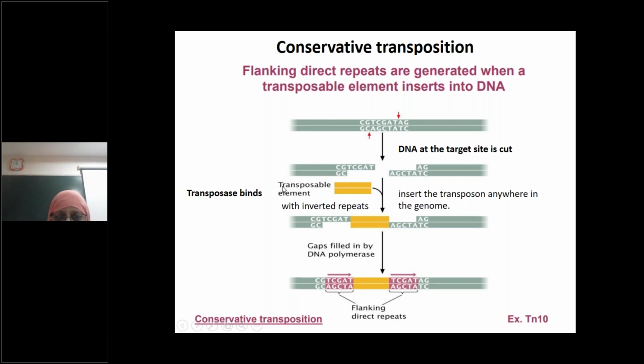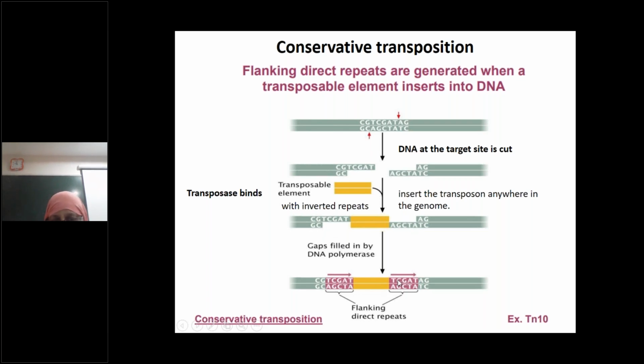And then this is a transposable element to which the transposase enzyme will bind. This is a transposable element with inverted repeats on the sides to which the transposase will bind. This transposase enzyme will insert the transposon anywhere in the genome, or sometimes at particular target sites. So here the transposase is inserting the transposable element where the target site in the DNA has been cleaved to make sticky ends.